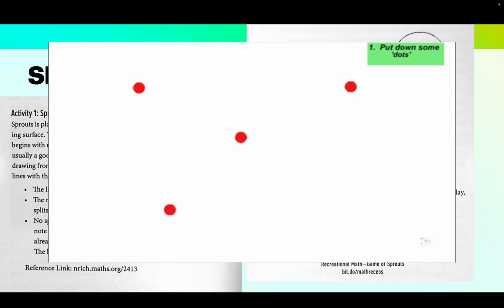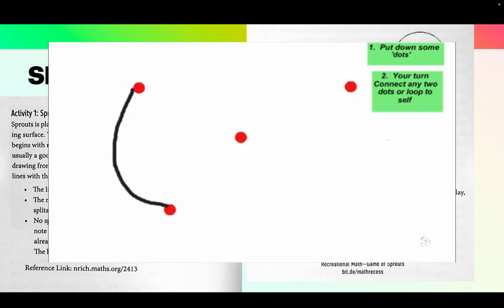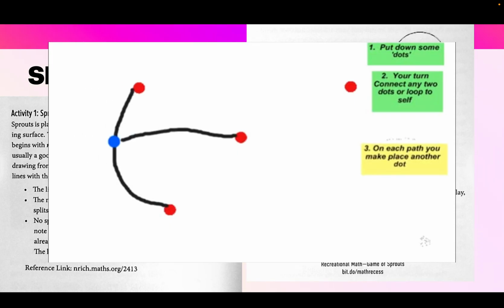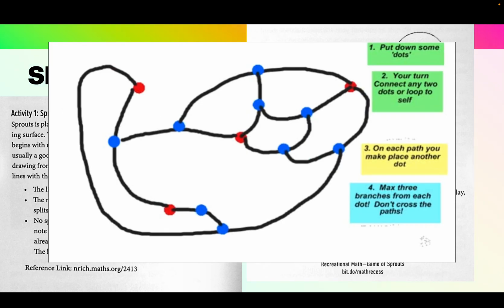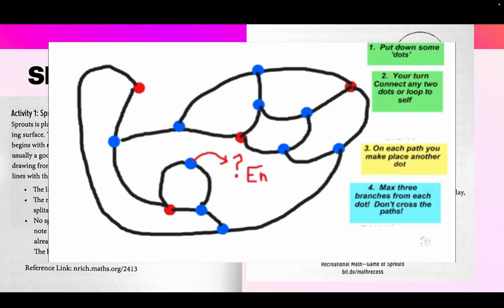So we've got the dots down, and you're going to loop some dots or loop to yourself. Any pathway that is formed, you can create another dot, but you can only have 3 branches, and that's where things get a little bit trickier and more complex. Eventually you have nowhere else to go, and the game is over, and we're on to our next activity. Try it with friends, explore.